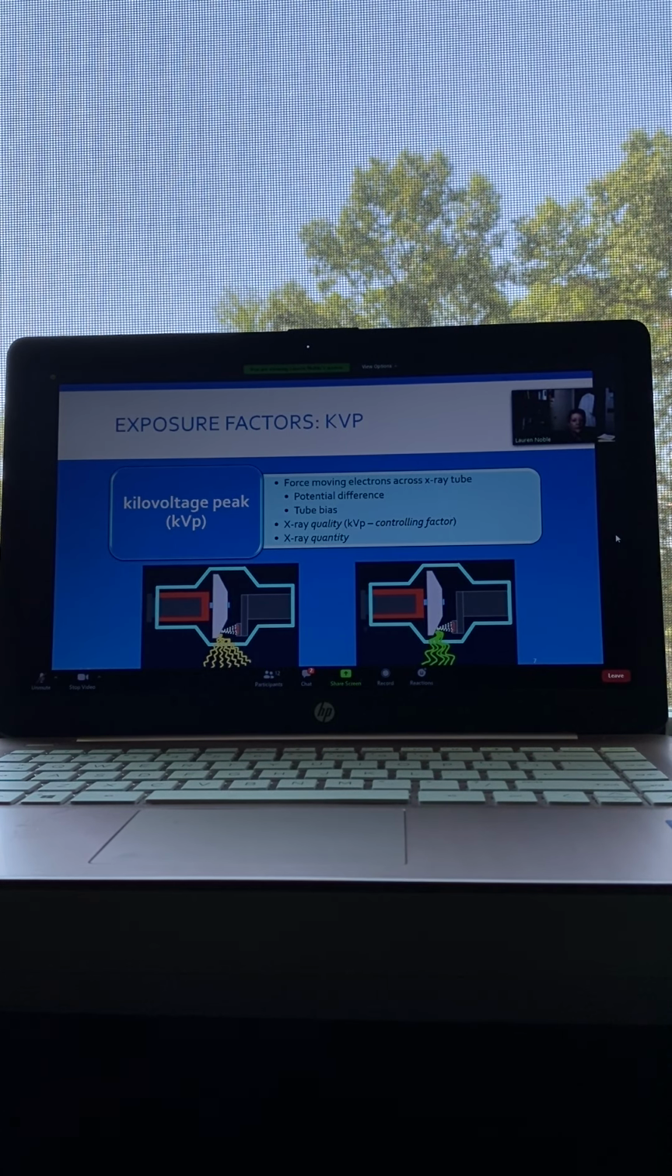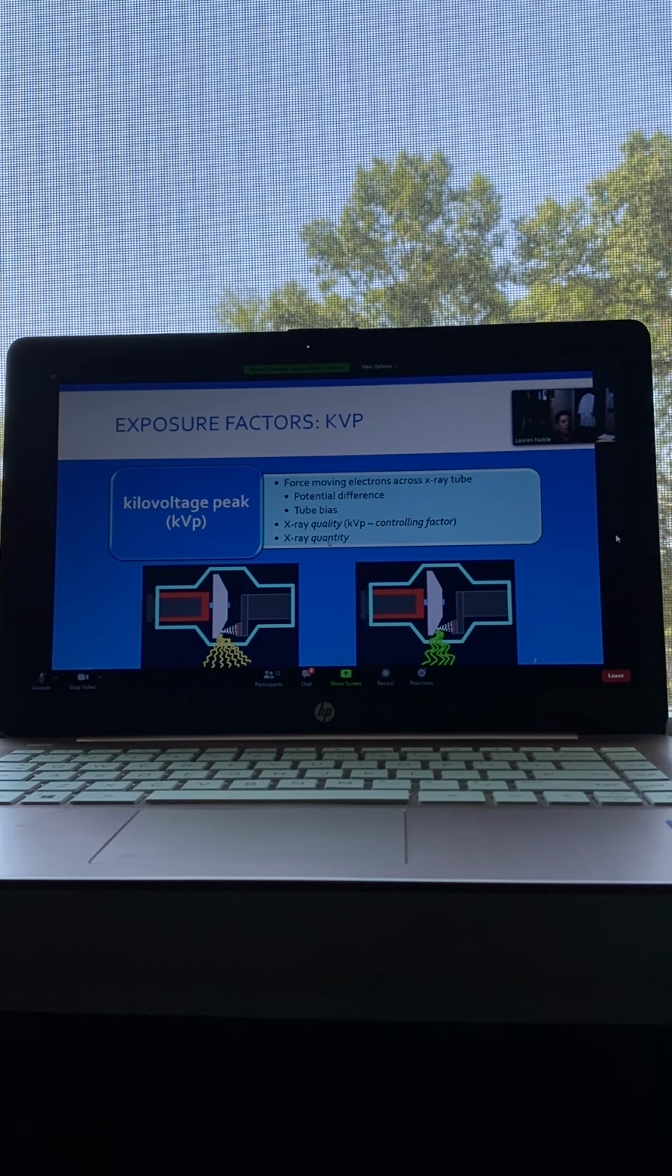KVP is the primary controlling factor for quality or energy. So here you see a difference in the energy of the X-rays. Higher energy X-rays, lower energy X-rays. So this means this was a higher KVP, this was a lower KVP. So it is the primary controlling factor for energy.